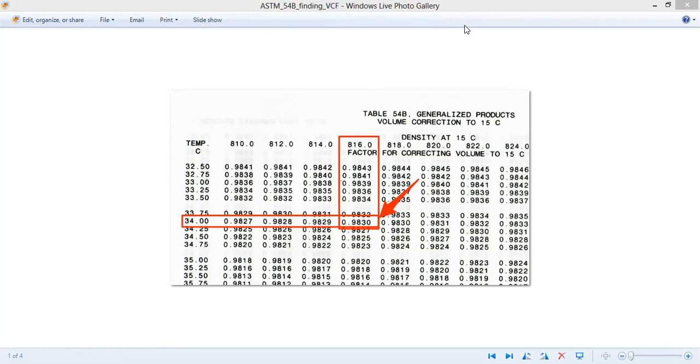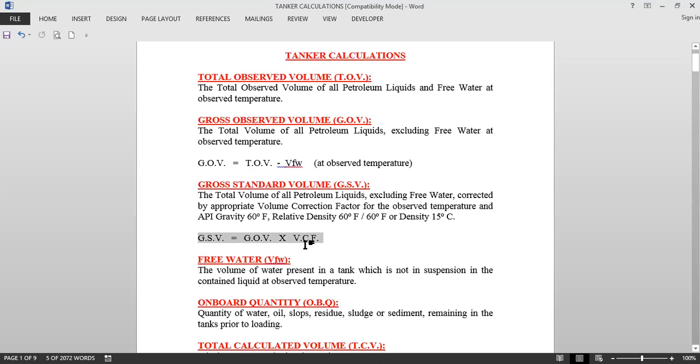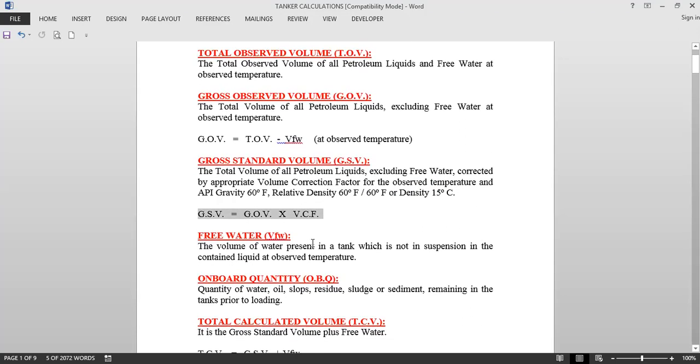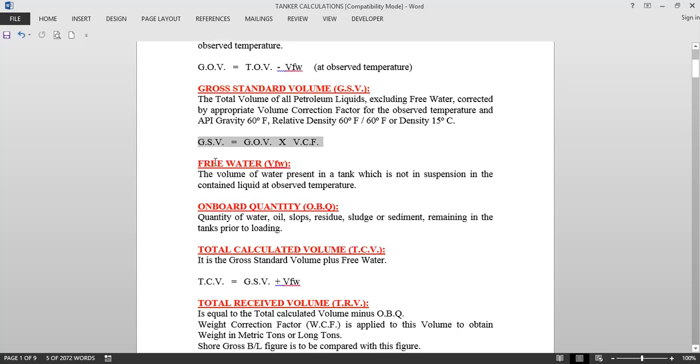Okay, now I'll show you the next part. So you have got your gross standard volume, that is GOV into VCF. We have seen how to calculate the VCF. Nowadays you have some programs also, ASTM table programs. You can use those ASTM table programs, or else you should manually know how to calculate this VCF. Free water, how are you going to calculate it?